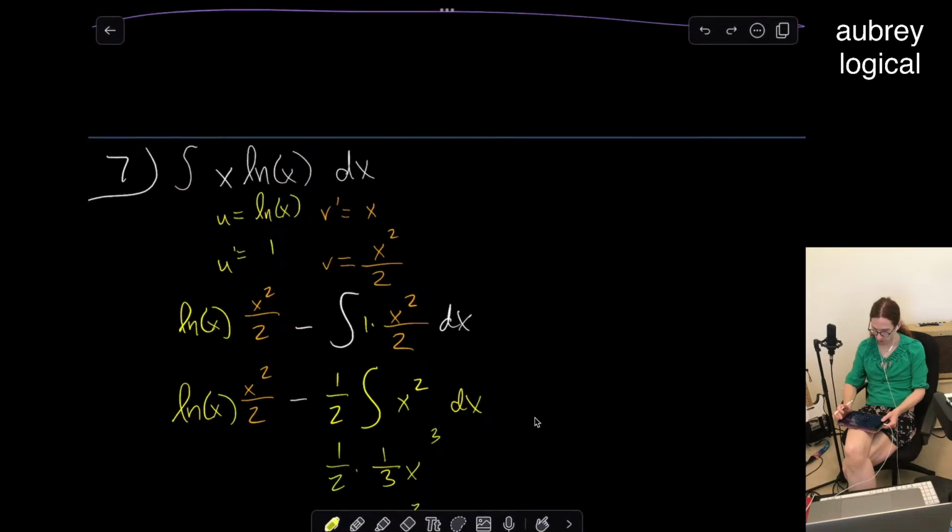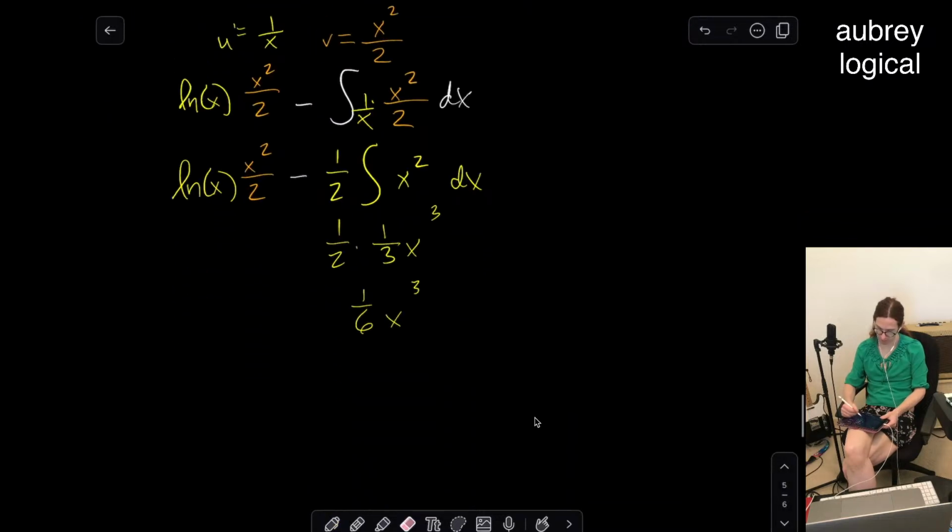Oh, wait a minute. Wait a tick. What am I doing? That's 1 over x, not 1. So then that becomes 1 over x. Oh my god, that changes everything. Okay.